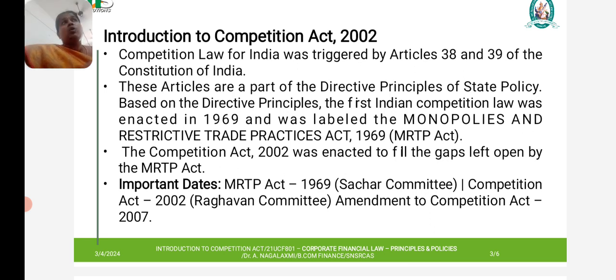Everyone will be aware of this MRTP Act. The MRTP Act was enacted in 1969. The Sachar Committee was constituted for this MRTP Act. The Competition Act 2002 came into force through the Raghavan Committee, which recommended the Competition Act in 2002, and that Competition Act was amended, that is, it was added with some new laws and some unwanted provisions were removed, in 2007.